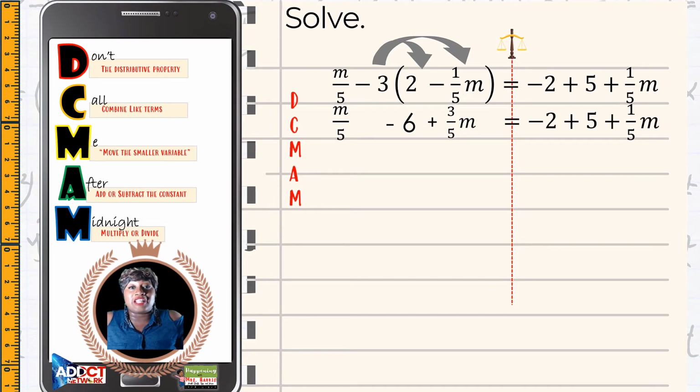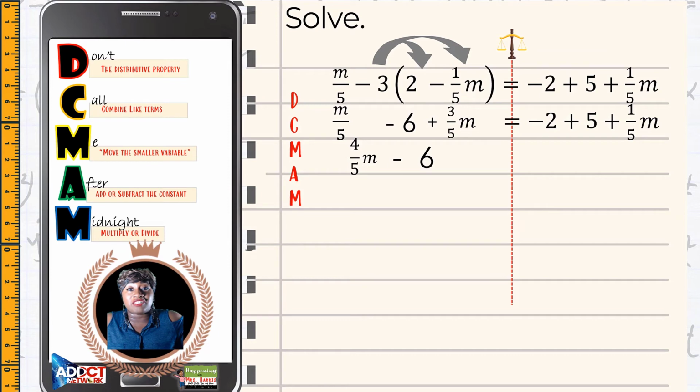Now let's move on to the next letter, C, combine like terms. Let's check on the left side of the equal sign. Are there any like terms? Yes. m/5 and the +3/5 m are like terms. They both have the letter m. So we'll add m/5 plus 3/5 m. That's the same as saying 1/5 m plus 3/5 m, and that'll leave us with 4/5 m. And we can go ahead and bring down the -6 since that wasn't a like term.